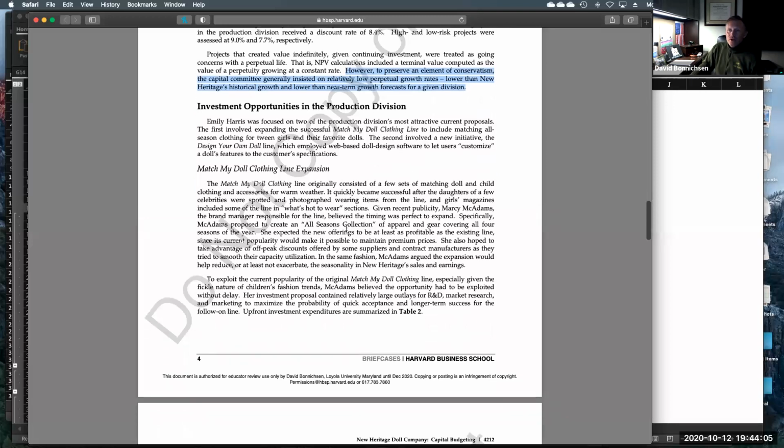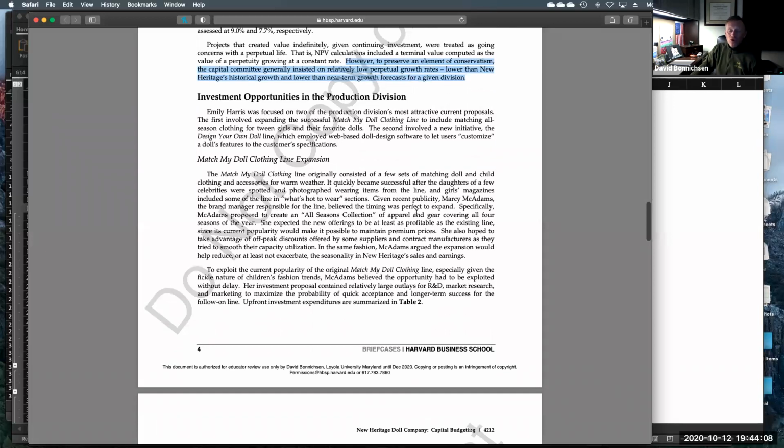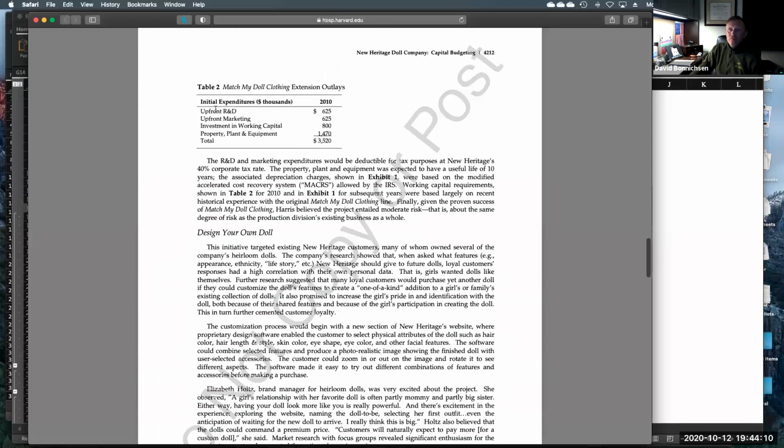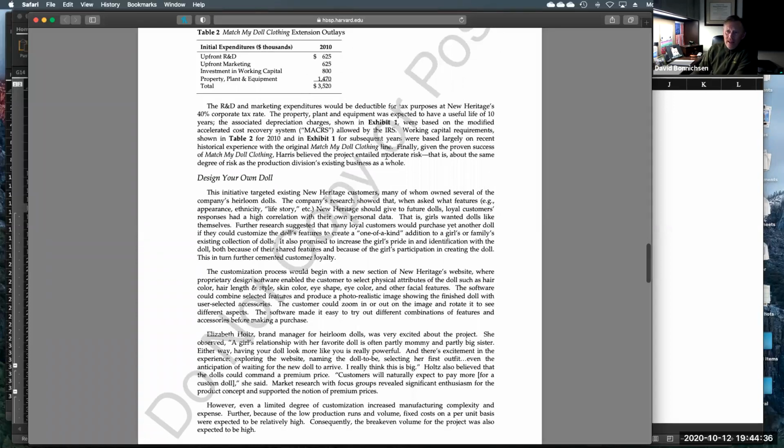And so now they get into the two different projects themselves. We've got the first project which is called the Match My Doll clothing line expansion. Gives you information around what some of the upfront initial expenditures look like. So in the example that we just went through in Excel, we had some initial R&D expense. We had some initial investment in working capital. And in this case, we have a couple of other items that are going to be layered into the initial capital outlays for the Match My Doll collection. It will give you some information around how they go about calculating the depreciation.